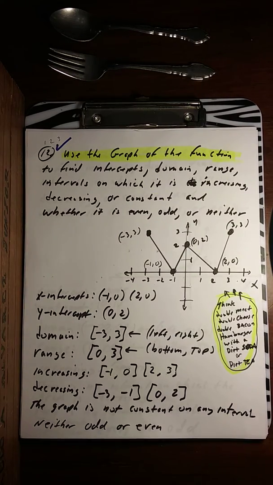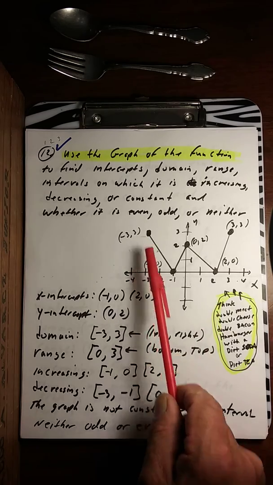Use the graph of the function to find the intercepts, domain, range, intervals in which it's increasing, decreasing, or constant, and whether it's even, odd, or neither. Okay. So there is a big old W.